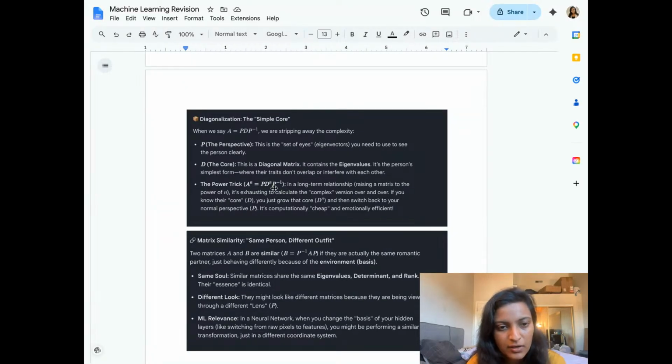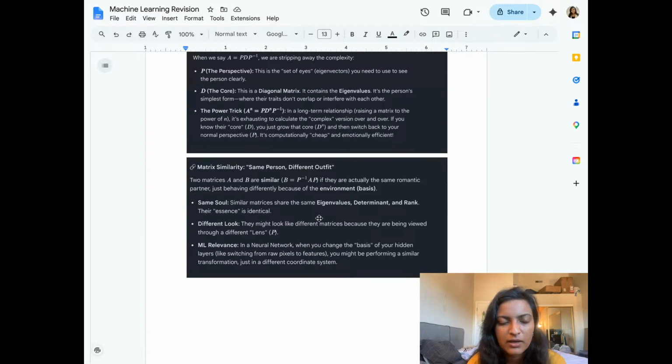So this is the formula. In a long-term relationship, raising a matrix to the power of n is exhausting to calculate in its complex version over and over. If you know their core, you just grow that core and then switch back to your normal perspective. It is computationally cheap and emotionally efficient.